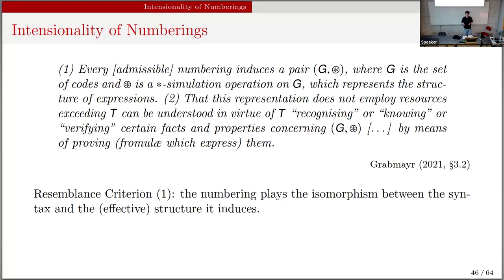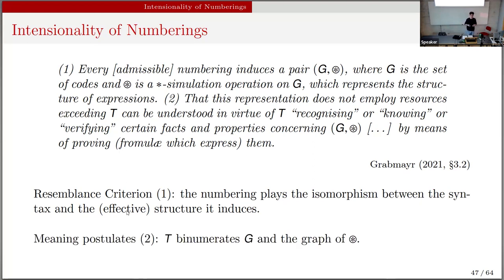As for the epistemic role, now you might guess where I'm going. It is again justified through a certain understanding, which is the meaning postulate. Here, the condition that T recognizes or verifies certain facts is just that T must binumerate G and the graph of this function. This just means that T must prove certain facts about G and the circle star. And if the theory proves those facts, then the numbering fulfills its epistemic role with respect to the theory and with respect to a certain context. Again, I take this justification to be an instance of a more general principle, which is the meaning postulate principle.